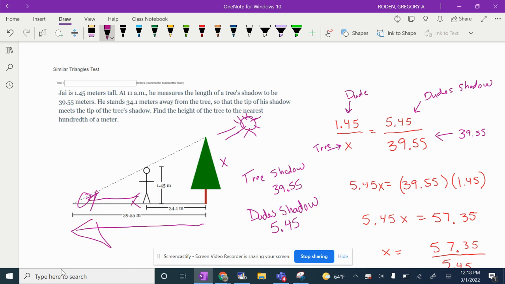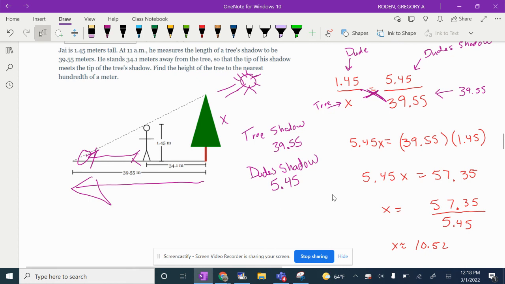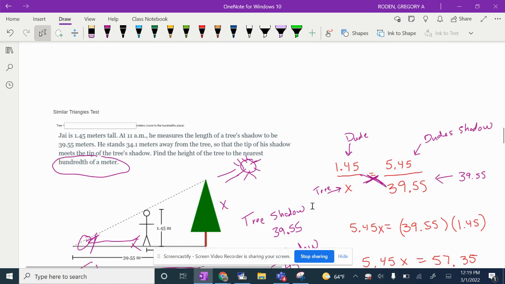So x times 5.45 is 5.45x. And then I need to multiply 39.55 times 1.45. And I just do the math and grind it through using algebra. Calculators are fine on this. And then you grind it down to about x is approximately equal to 10.52. And remember, guys, it wanted you to round to the nearest hundredth of a meter. So 2 places to the right of the decimal. So 10.52 would be the answer on this problem.